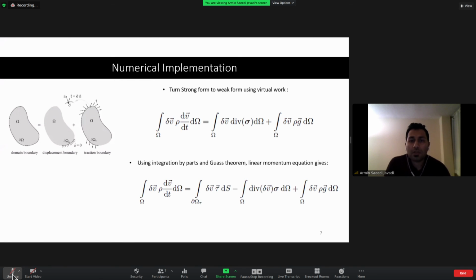So how to implement it numerically? First, we need to turn our equations into weak form so that we can implement it numerically. If you consider this general configuration here, we can write this equation to describe it using the virtual work. And by using integration by parts for this term and using Gauss theorem after that, we can expand it to this form and use this form to describe our system.